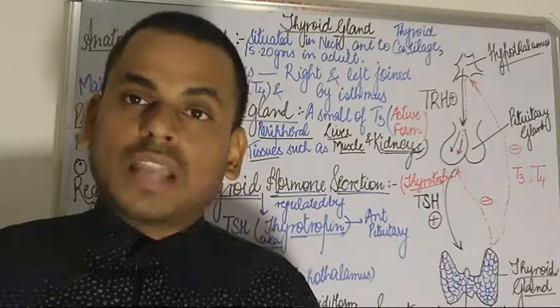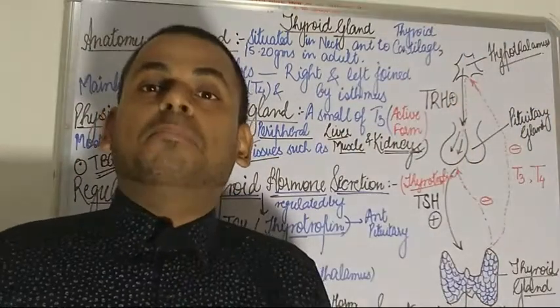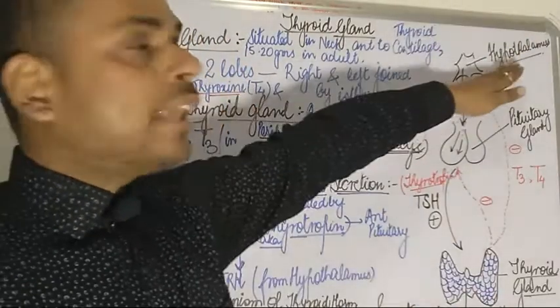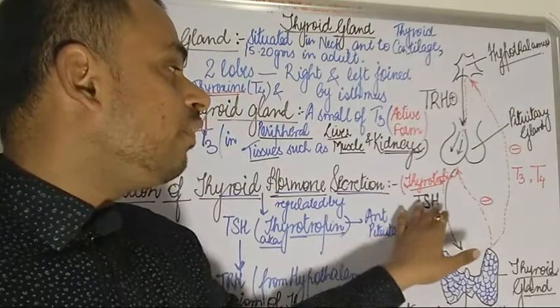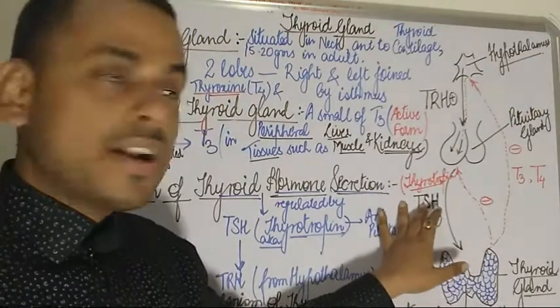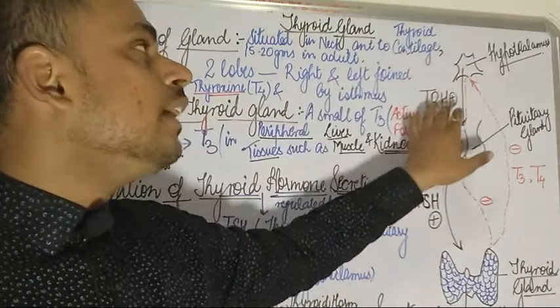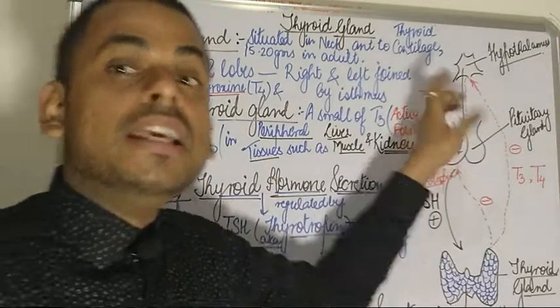Pituitary, it is the master gland, but the hypothalamus is also known as the master of the master gland. The hypothalamus strictly controls the secretion of TSH, the thyroid stimulating hormone or thyrotropin, by releasing a very important hormone, the thyrotropin releasing hormone.